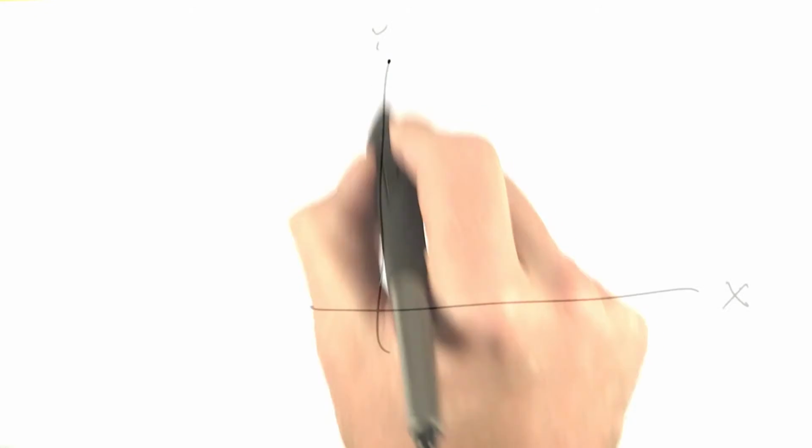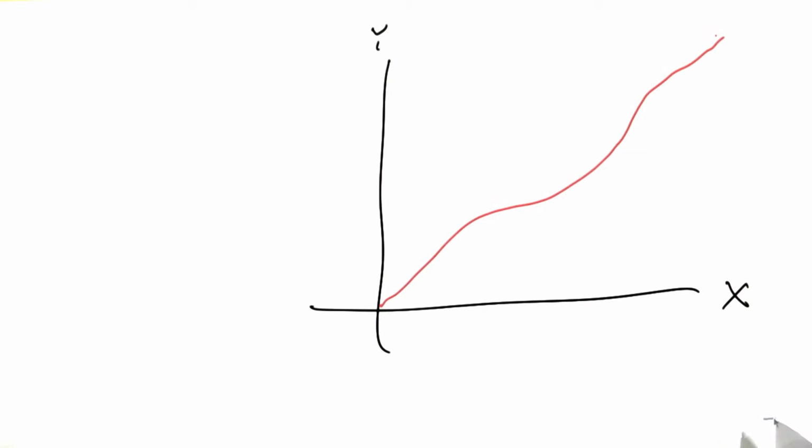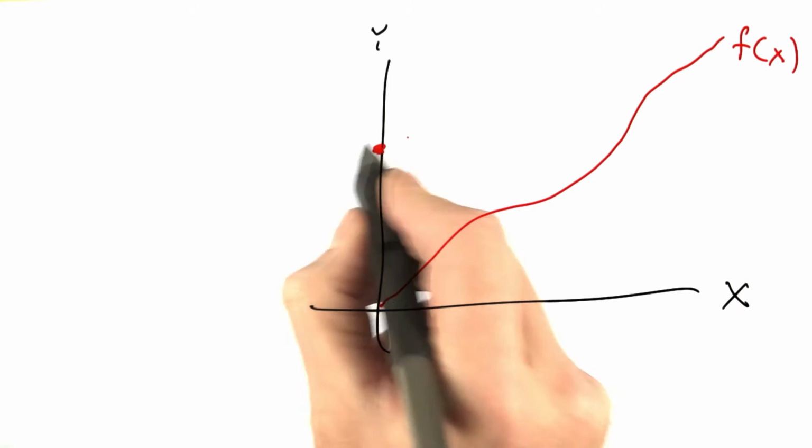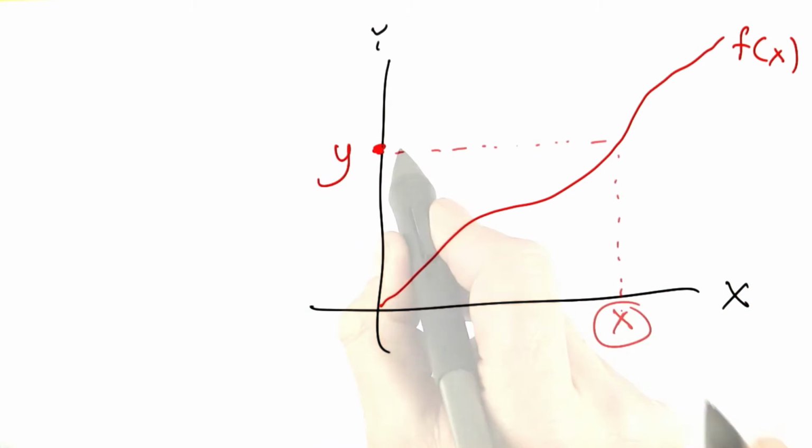Here's my approach to the problem. Here's our axes. Here's my function, f of x. And now the problem is I'm given some value of y, and I want to find the value of x that corresponds to that, such that f of x equals y.